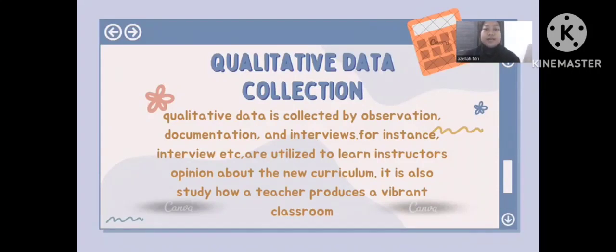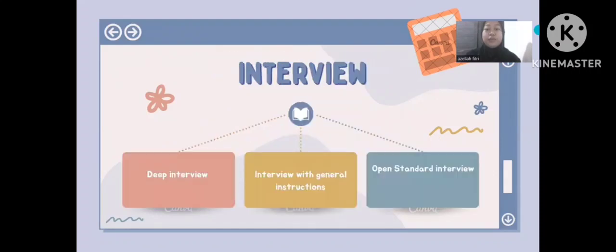Qualitative data collection. Qualitative data is collected by observation, documentation, and interviews. For instance, interviews are utilized to learn instructors' opinions about the new curriculum. It is also used to study how a teacher produces a vibrant classroom.